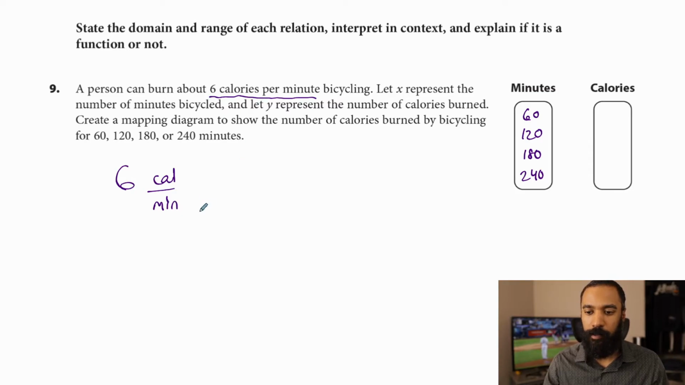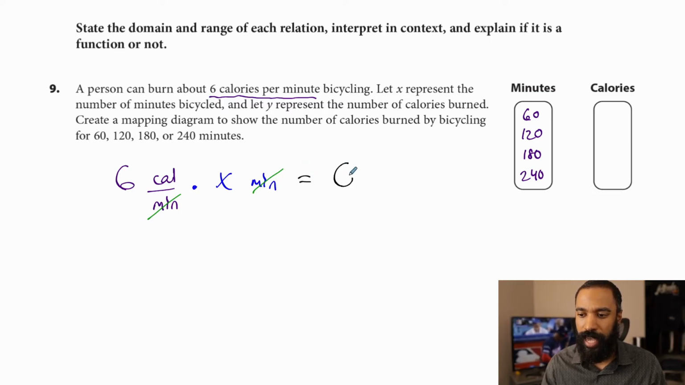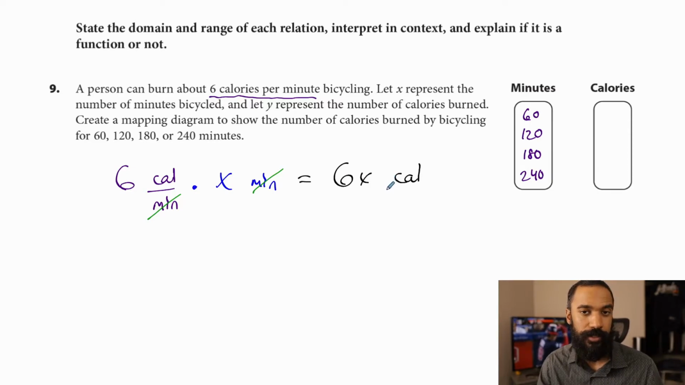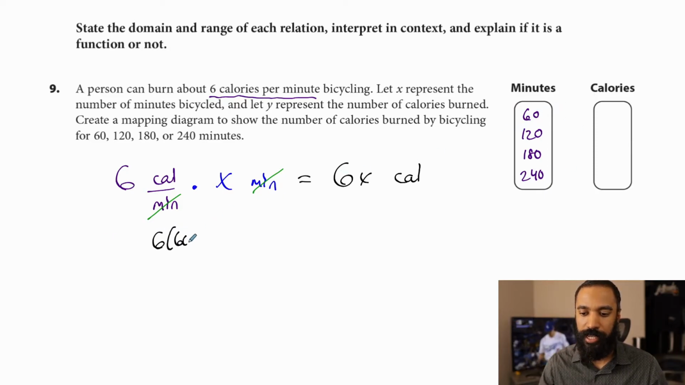If we multiply this by a certain number of minutes, by the X minutes that we do, what's awesome with this is we're gonna get an expression. Minutes cancel, you're left with calories. You have an expression that says 6X calories are gonna be burned. This is an expression that says how many calories you burn after X minutes. So after 60 minutes, we're gonna be doing 6 times 60, and that's how many calories you would have burned at that time. That's 360 total calories burned. So calories in this case is 360.